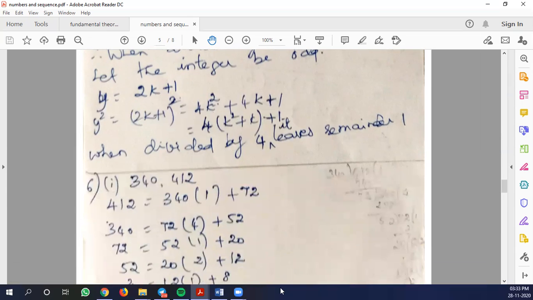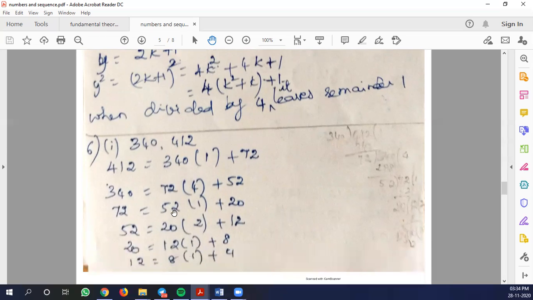Now sixth sum. Use Euclid's division algorithm to find the highest common factor. Here it is given you use Euclid's division algorithm, so you have to follow Euclid's lemma, a is equal to bq plus r. First you take 340 and 412. Always you take the greater number first. Divide 412 by 340, one time, and the remainder is 72. Now you take 340 and divide by the remainder 72. How many times? 4 times, and the remainder is 52.